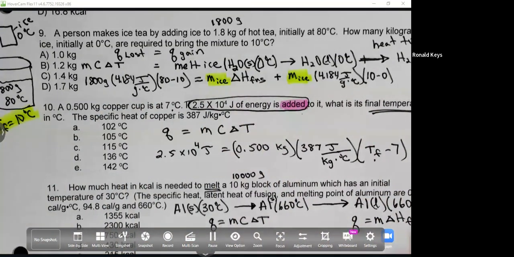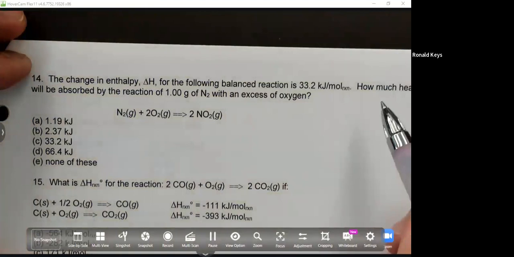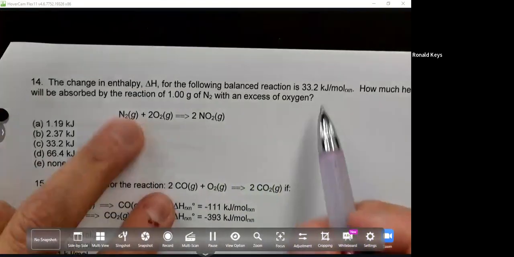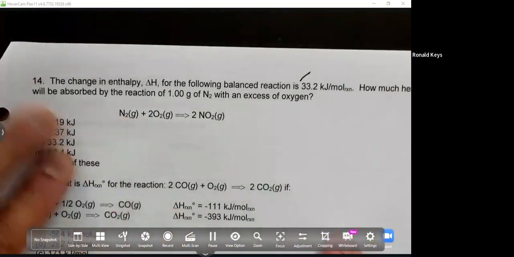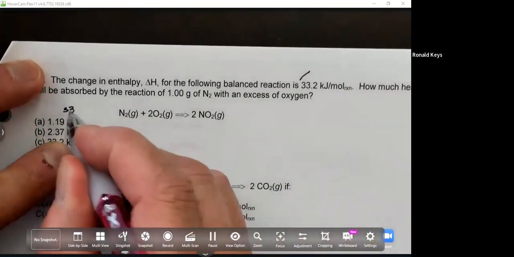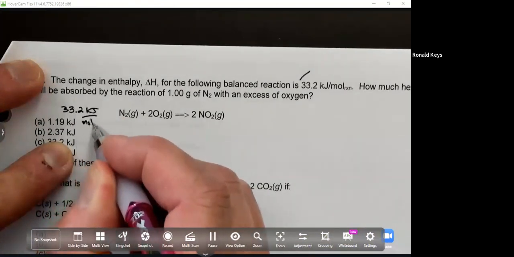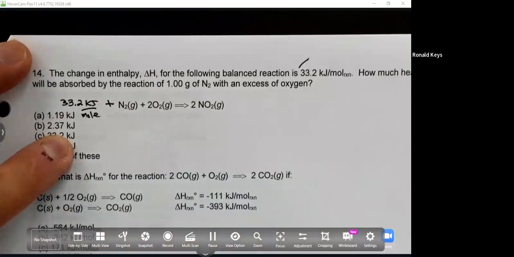Okay, let's see what we've got here, 14. In 14, we have the enthalpy change, delta H, for the following balanced reaction is 33.3 kilojoules per mole. This is a positive number. This would really be over here, 33.2 kilojoules per mole. How much heat will be absorbed by the reaction of 1 gram of nitrogen?